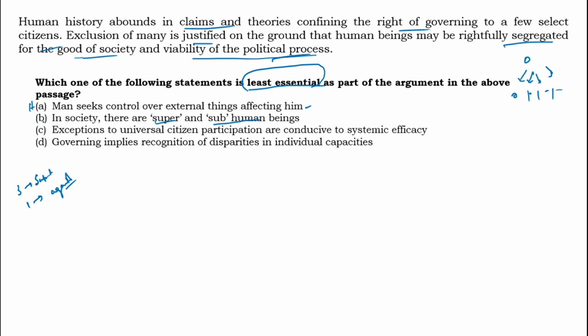Exceptions to universal citizen participation are conducive to systemic efficacy. So, for the conduciveness to the system efficacy, we are avoiding everyone's participation in the governance. According to the passage, this statement is also true. Governing implies recognition of disparities in individual capacities. Yes, again, this statement is also supporting the passage. So, the least essential part of the argument is the option A. Let us check the answer now. Yes, it is the right answer.